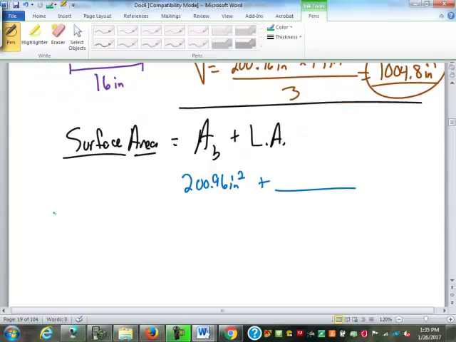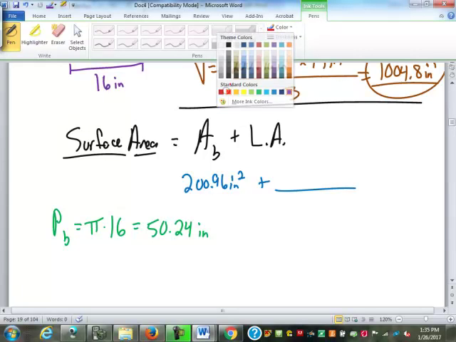So we still got to find the perimeter of the base. Our base now is a circle, so the perimeter is pi times diameter, or 16. You're thinking area, this is circumference now. So otherwise known as 50.24 inches.